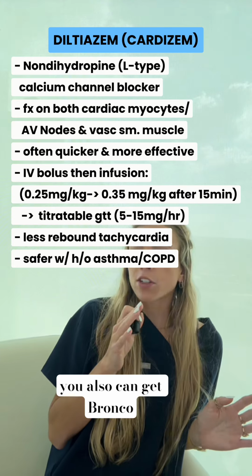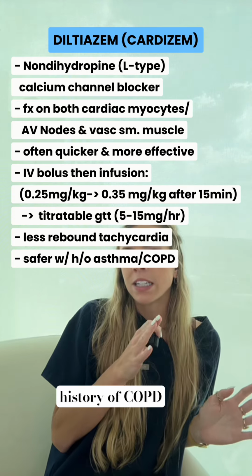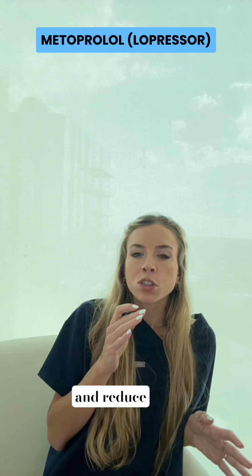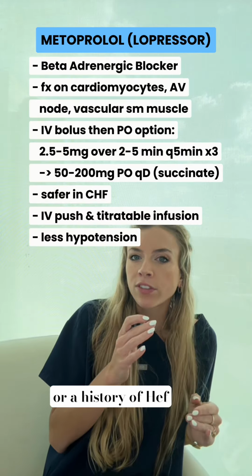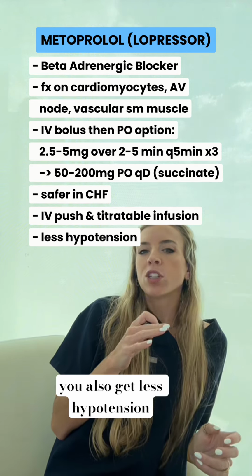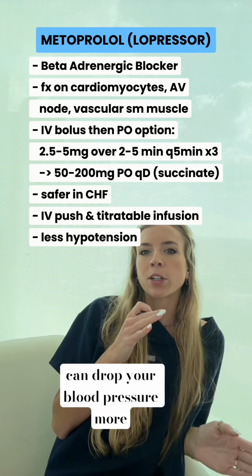You also can get bronchospasm from beta blockers, so if they have a history of COPD, DILT might be preferred. Metoprolol, on the other hand, is preferred sometimes because it's safer in reduced ejection fraction or a history of HFrEF, especially if they're decompensated, because DILT can cause negative inotropy. You also get less hypotension with beta blockers, whereas DILT can drop your blood pressure more significantly.